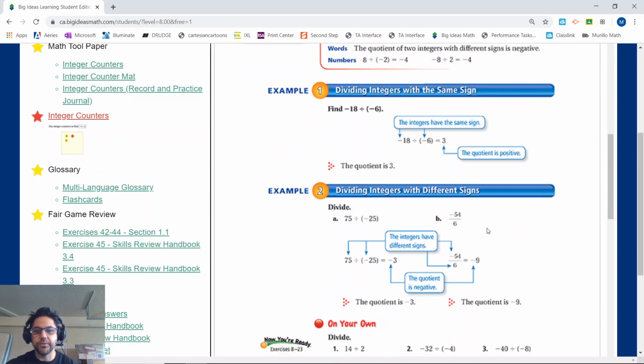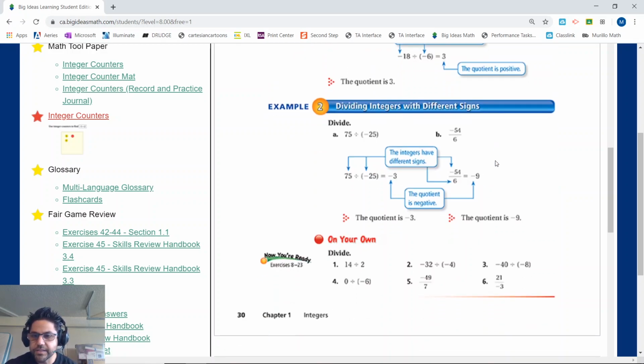All right, let's check real quick. Positive divided by negative, negative. Negative divided by positive, negative. Oh, I skipped example 1. Negative divided by negative, positive. All right, let's do some quick ones here. Look at number 3. Negative divided by negative, positive. Number 4 is just 0. Negative divided by positive, negative. Wait, back on 3. Did I say positive? It's supposed to be positive. And number 6, positive divided by negative, negative.